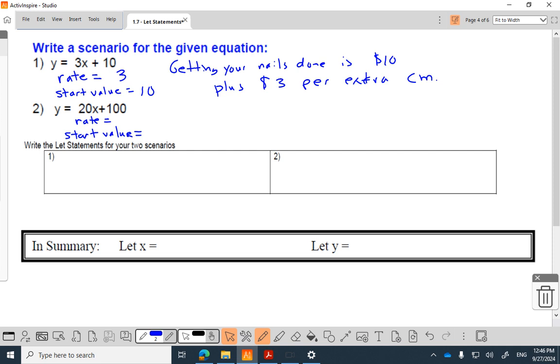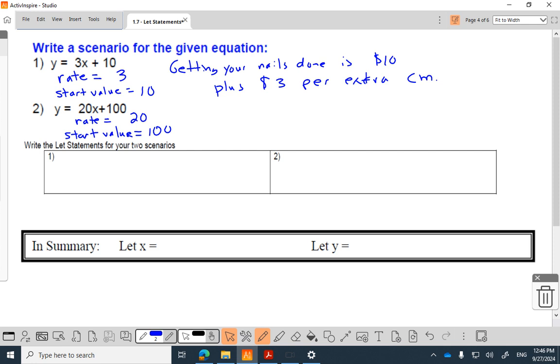And what would the start value be? 100. So now a scenario, some situation. Let's try to be a little creative and not use fingernails again. Let's come up with a new scenario, something that starts at 100 and goes up by 20.